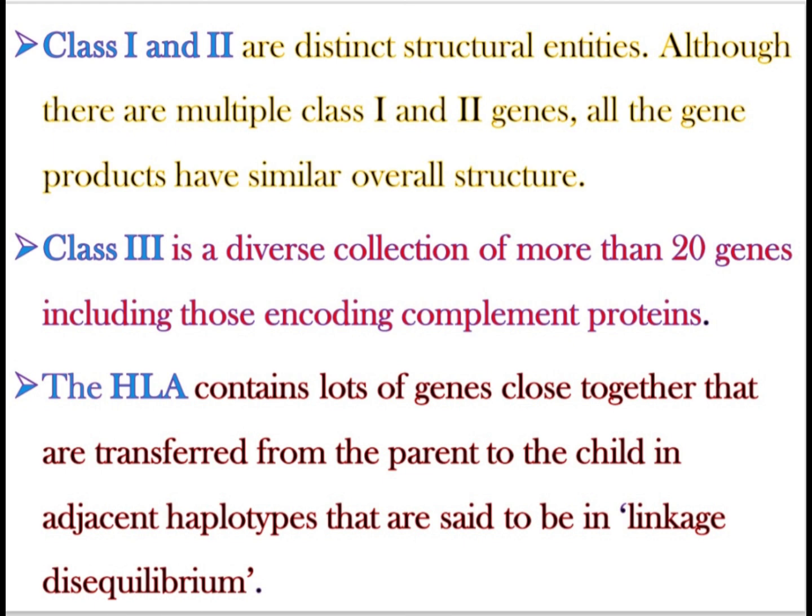Class 3 is a diverse collection of more than 20 genes, including those encoding complement proteins. The HLA contains lots of genes close together that are transferred from the parent to the child in adjacent haplotypes that are said to be in linkage disequilibrium.